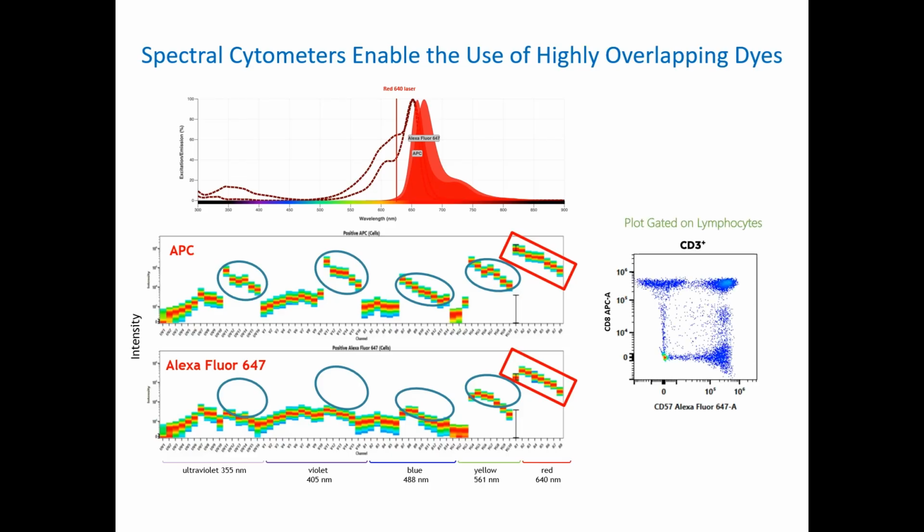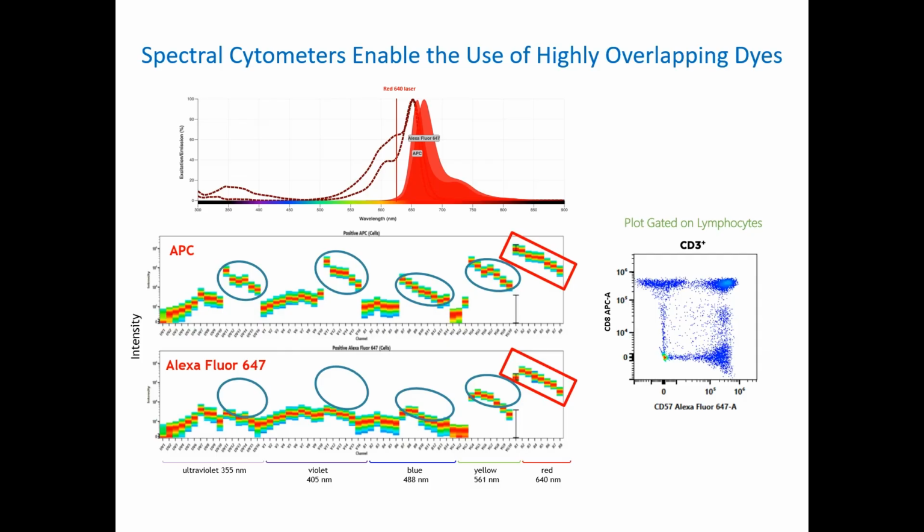Their full spectra are different, and they can thus be used together on a spectral instrument, where we see here good resolution of co-expressed populations stained with CD8 APC and CD57 Alexa 647. This means that there are more fluorochromes available to be used on a spectral cytometer compared to a conventional cytometer, allowing us to measure more cellular markers simultaneously.